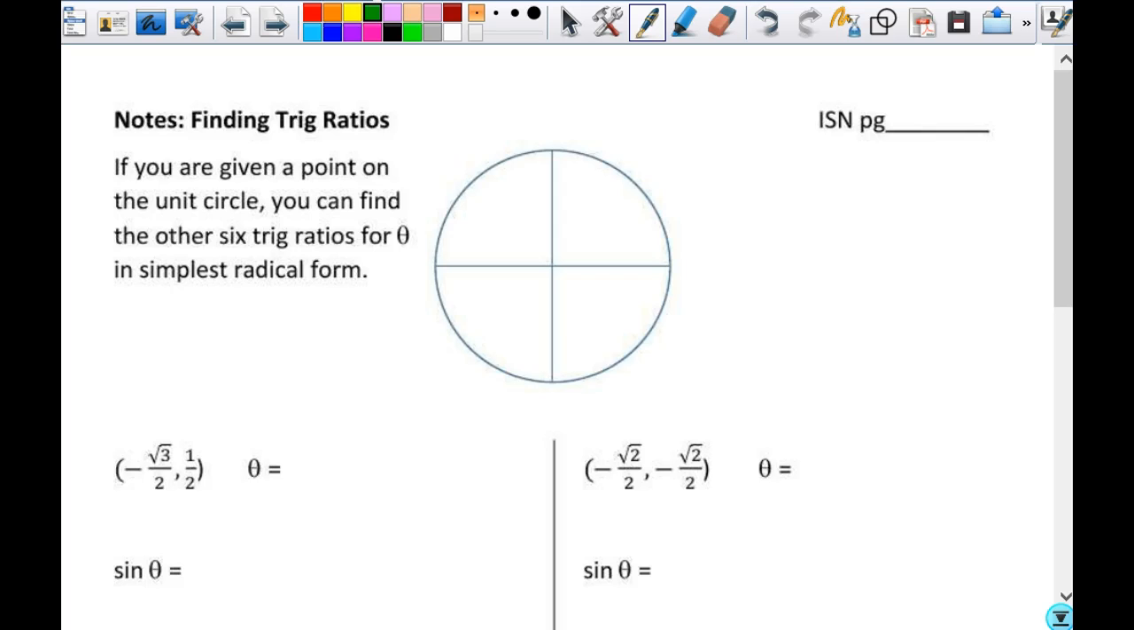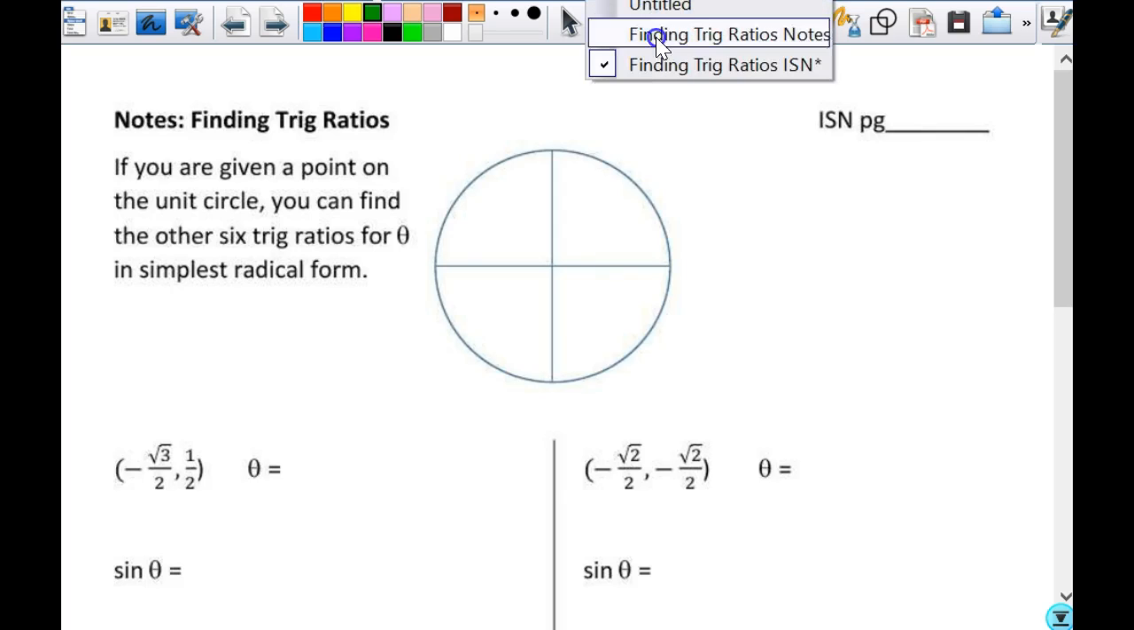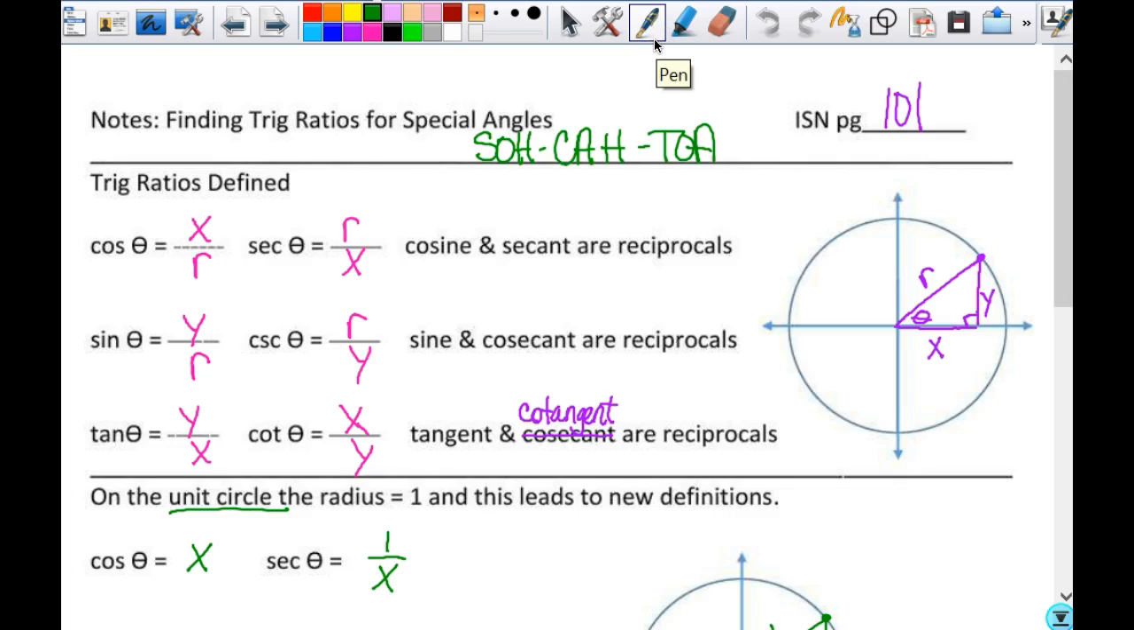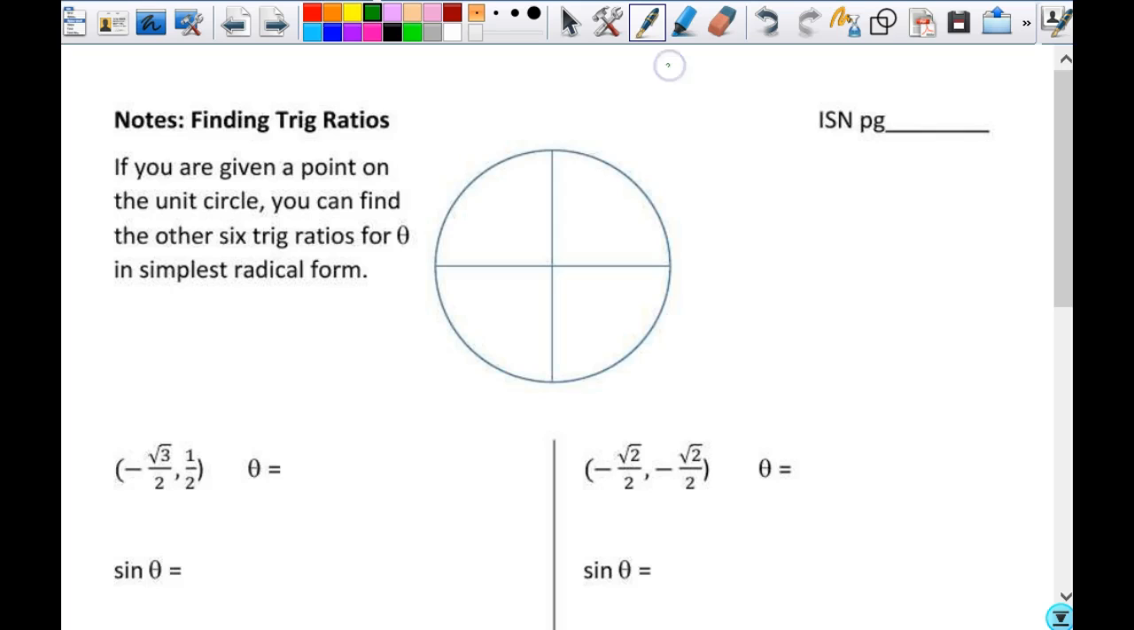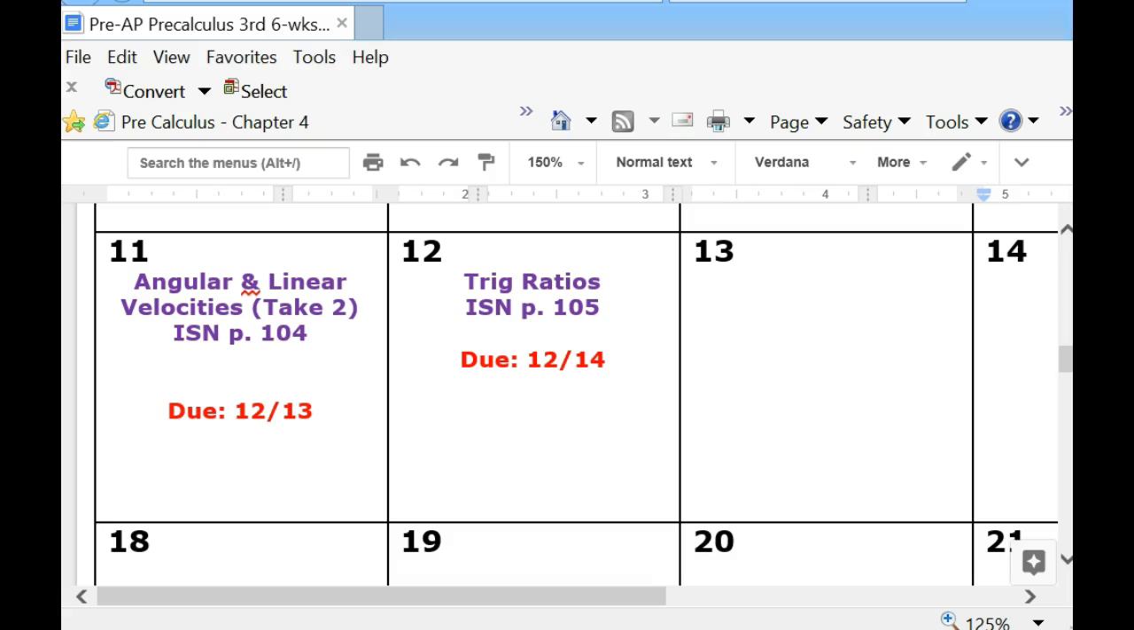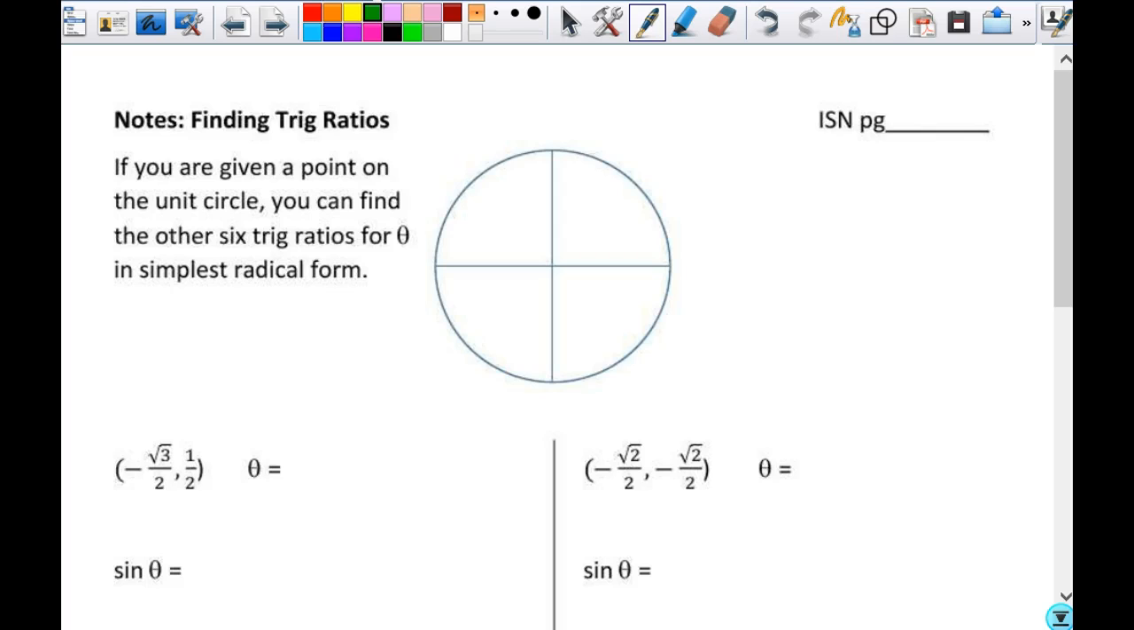But as we're going through this, I want you to have page 101 handy. As we've already talked about SOHCAHTOA, that's a review from geometry, and the trig ratios and which ones are the reciprocals. Because we're looking at this again today. I'm not going to rewrite which ones are the reciprocals of each other. Just kind of expect that you know that. And so have it handy as we go through this. And this is going on page 105 when we are done.